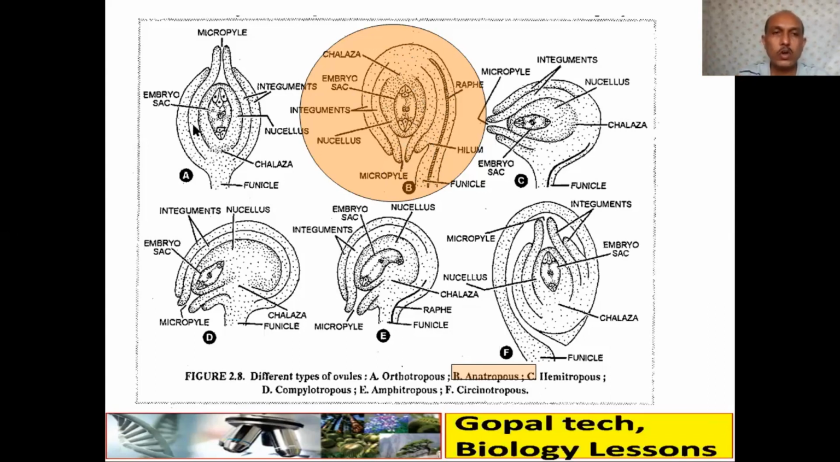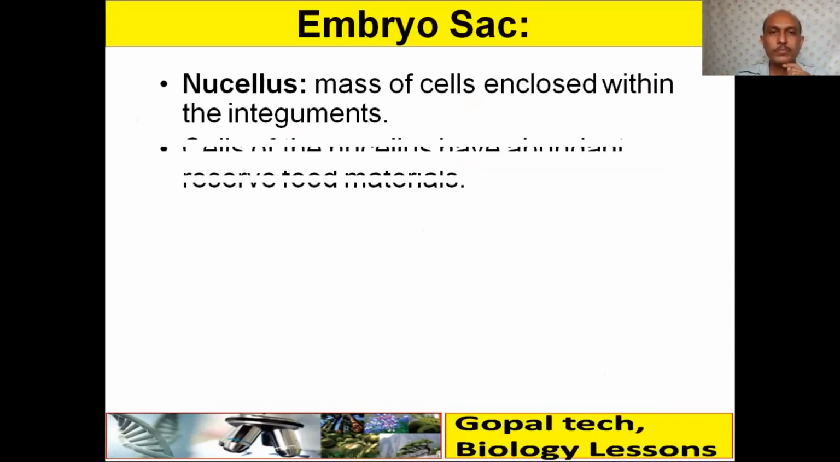Okay, so this is an orthotropous ovule. This is hemitropous. You can see that here the micropyle and funicle are parallel to each other. Here the micropyle and funicle are in one line. Okay, here the micropyle is at right angle to the funicle, so it depends upon that position. So there are different names. But you remember only the anatropous ovule. Okay, this is the important one.